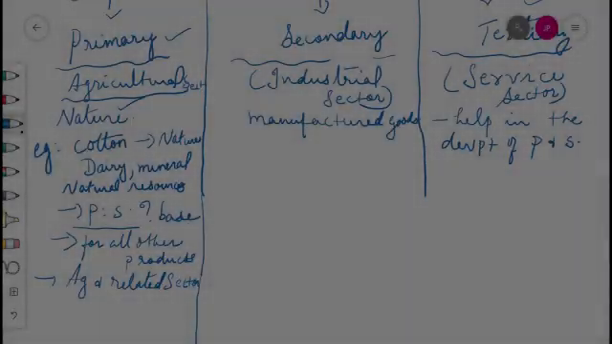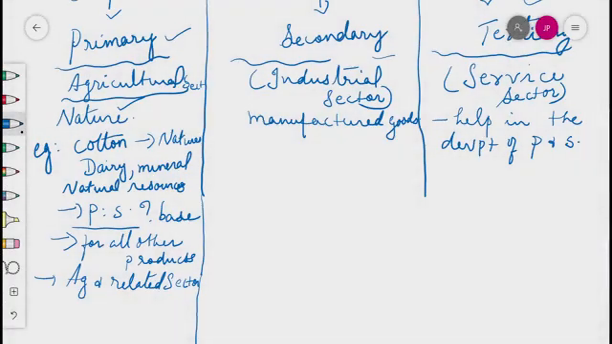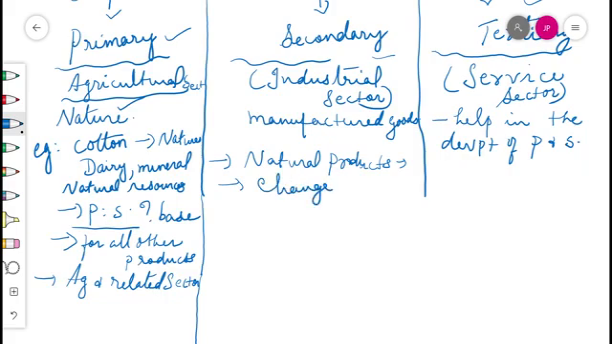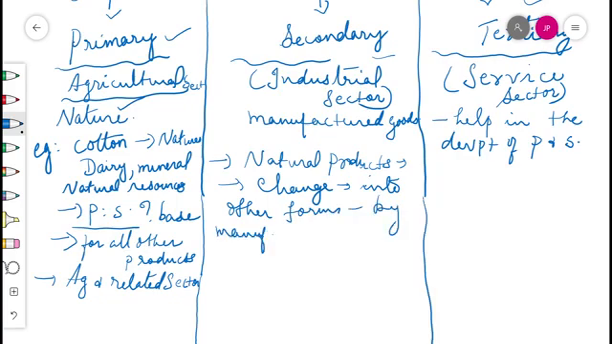The second column, that is the secondary or industrial sector, covers activities in which nature's products are changed into other forms through manufacturing. How? By manufacturing. That is, we associate it with industrial activity.